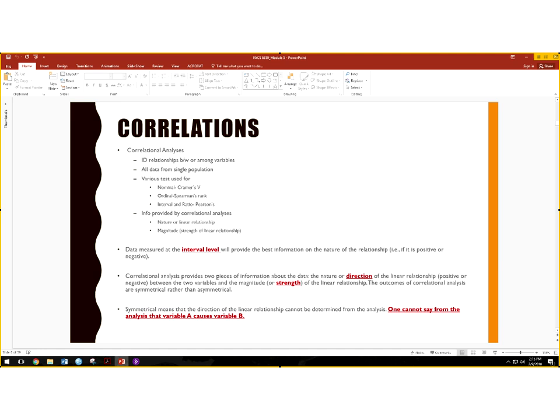And so with your correlations, you have to think about a relationship between or among different variables. You have to make sure that all of your data are from a single population, and you can use a Cramer's V, a Spearman's rank, or a Pearson's r. And so what we're going to use is a Pearson's correlation test, because we're going to use interval and ratio data for this. So with a correlational analysis, you're getting a linear relationship, and what you can look at is the strength of the relationship.